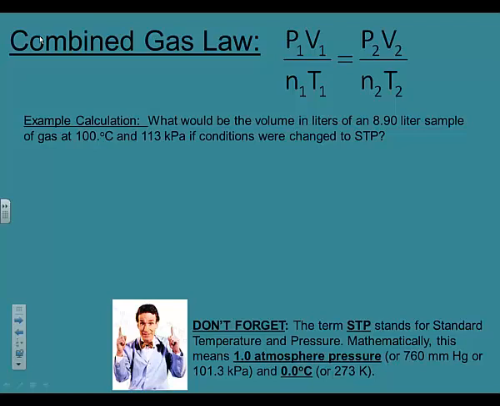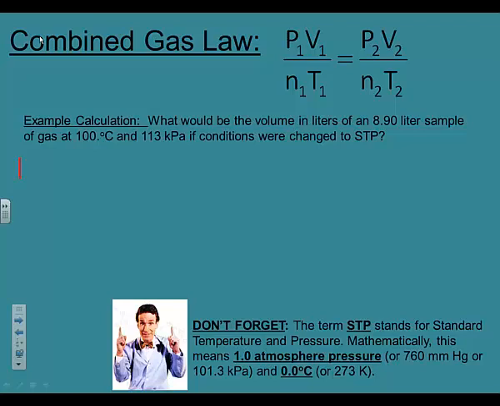So here's an example. What would be the volume in liters of an 8.9 liter sample of gas at 100 degrees and 113 kilopascals if the conditions were changed to standard temperature and pressure? Now keep in mind, standard temperature and pressure is always the same. It's 1 atmosphere and 0 degrees Celsius. That's on the back of your formula chart. So it's not a value that you necessarily have to remember, but you do need to know where to find that. So the first thing I like to do is write down what I'm given in the problem.